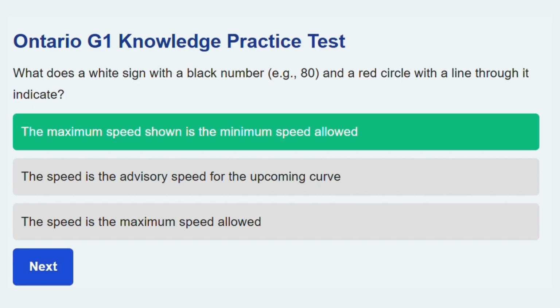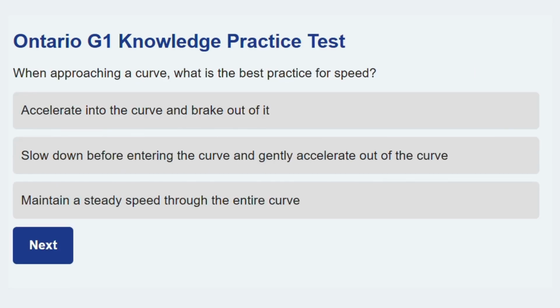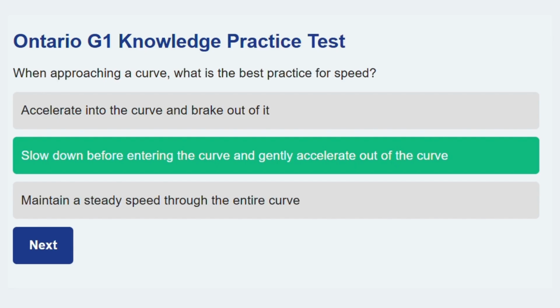Time for the next question. When approaching a curve, what is the best practice for speed? Slow down before entering the curve and gently accelerate out of the curve. Braking in the curve can cause a skid. Slowing down first maintains control.